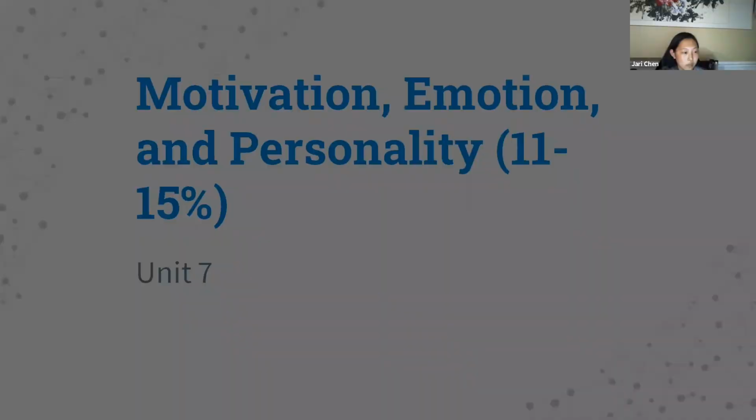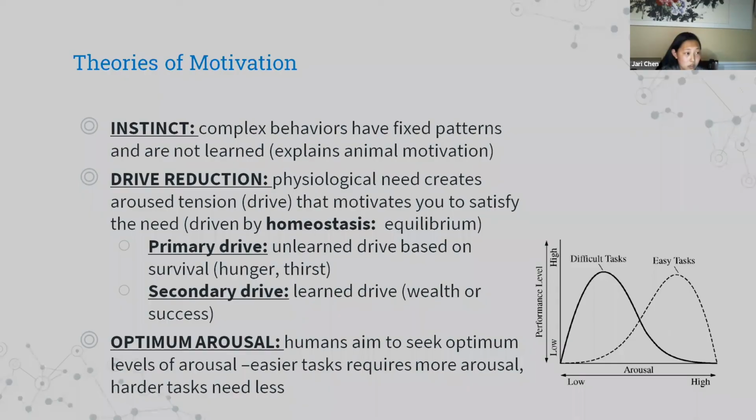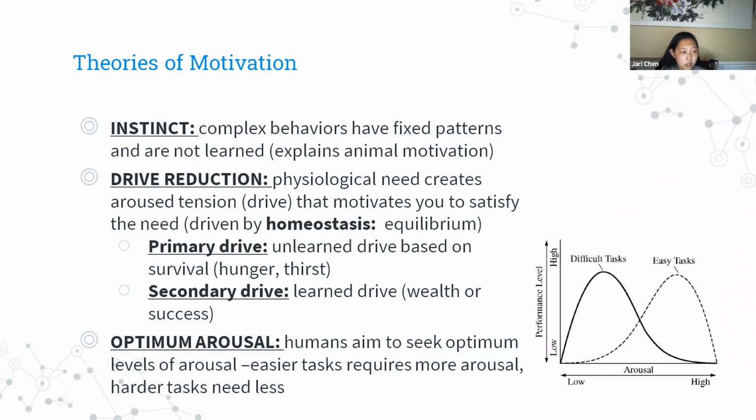There are a lot of them, and I don't think they're that important for it. Okay, then there's motivation, emotion, and personality. Theories of motivation are obviously instinct, also drive reduction, which is for when you're hungry, you want to reduce that hunger. And then there's optimum arousal, which is basically why we go on roller coasters, because we want to arouse ourselves.